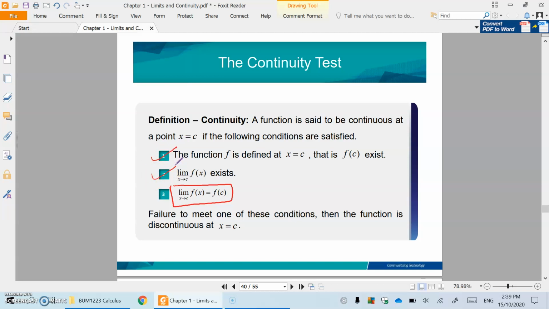Failure to meet one of these conditions means the function is discontinuous, or not continuous, at x equals c. So if you want to test whether the function is continuous or not, we must find the value of f(c), and then we must find the value of the limit of f(x) as x approaches c. If the values are the same, then we can say that the function is continuous.